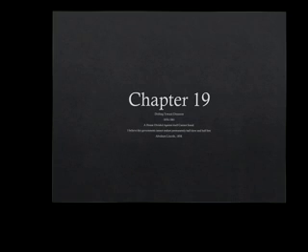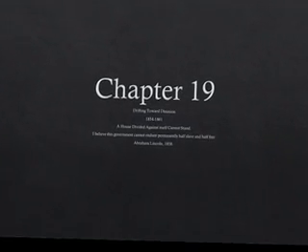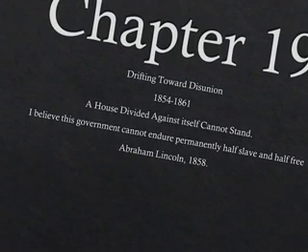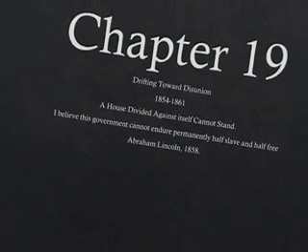This is the Chapter 19 PowerPoint, and we will start off by looking closer at Abraham Lincoln, and in particular a very famous quote by Abraham Lincoln: "A house divided against itself cannot stand. I believe this government cannot endure permanently half slave and half free." So we're getting closer and closer to Civil War.